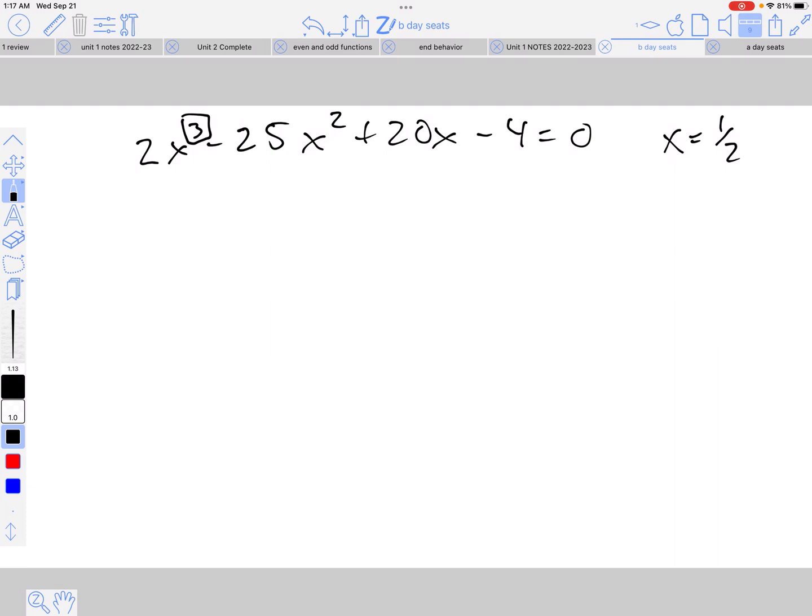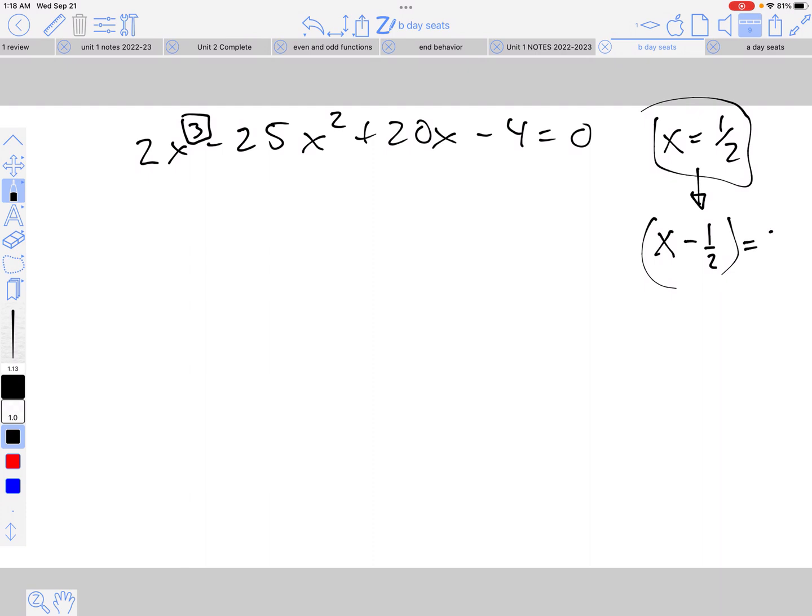So what we're going to do is try to get this to factored form using this actual root to help us break it apart. The first thing we're going to do is take this root and put it back into the factor.